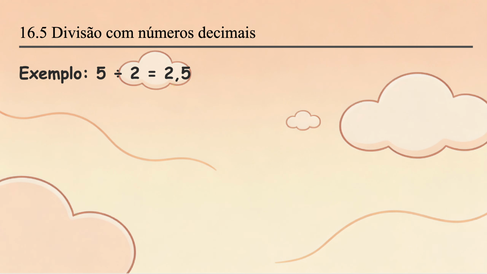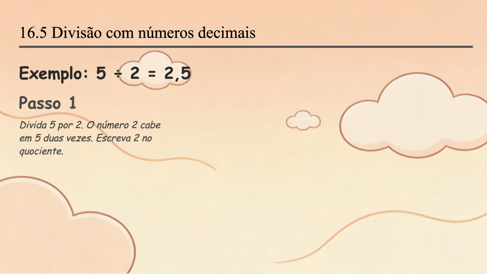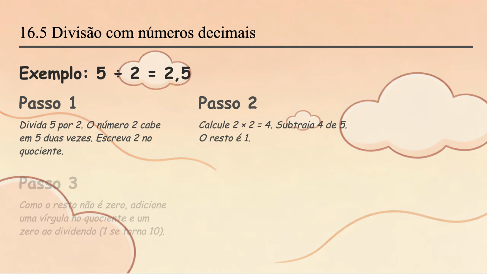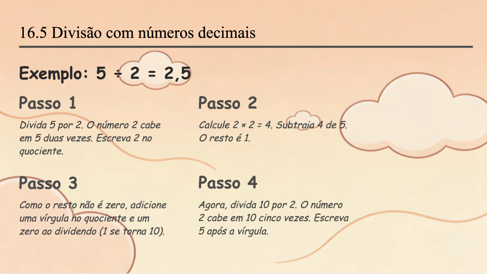Let's break down 5 divided by 2 step by step. 2 goes into 5 2 times, and we write 2. 2 times 2 is 4, and we subtract that from 5, and we have a remainder of 1. Since we have a remainder, we add a decimal point to our answer and a 0 to the remainder, making it 10. Now 2 goes into 10 5 times, and we write 5 after the decimal point. The final answer is 2.5.